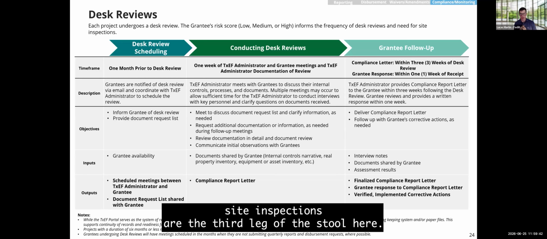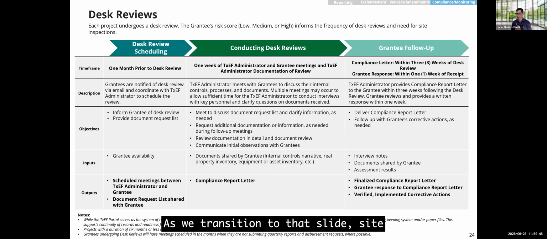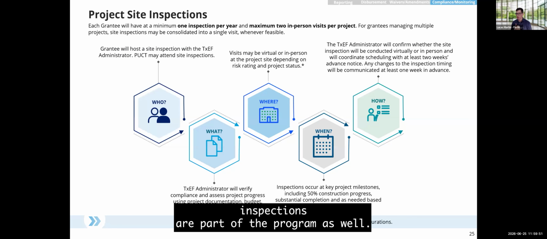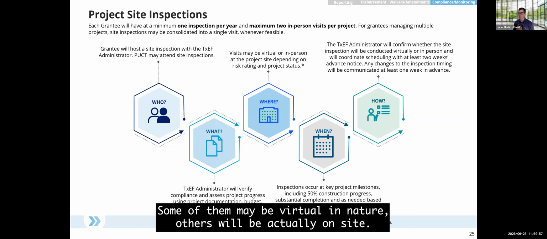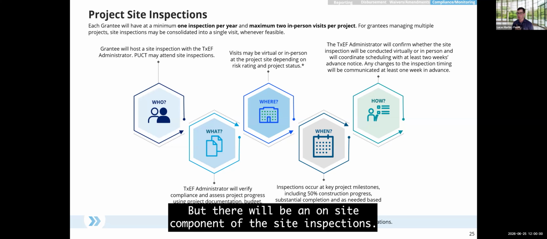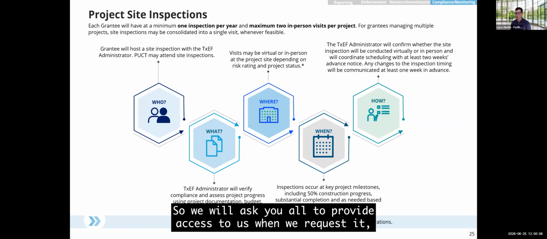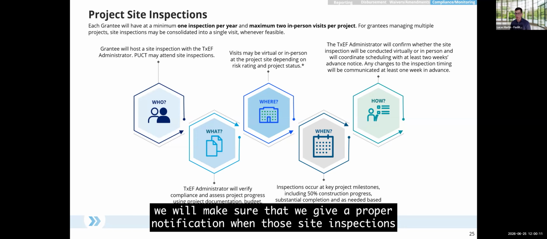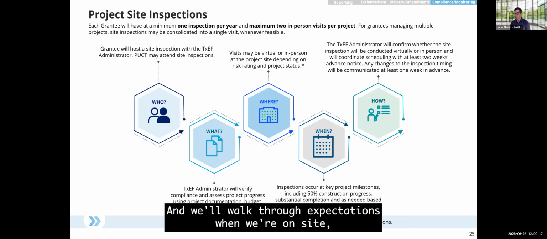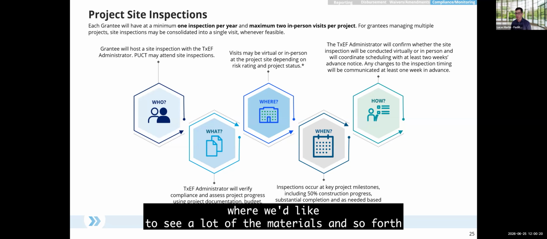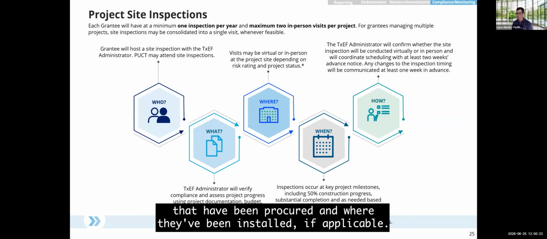Lastly, as I mentioned, site inspections are the third leg of the stool here as we transition to that slide. Site inspections are part of the program as well. So one inspection per year per site. Some of them may be virtual in nature, others will be actually on site, but there will be an on-site component of the site inspections. We will ask you all to provide access to us when we request it. We will make sure that we give a proper notification when those site inspections are set to occur. And we'll walk through expectations when we're on site, where we'd like to see a lot of the materials and so forth that have been procured and where they've been installed, if applicable.